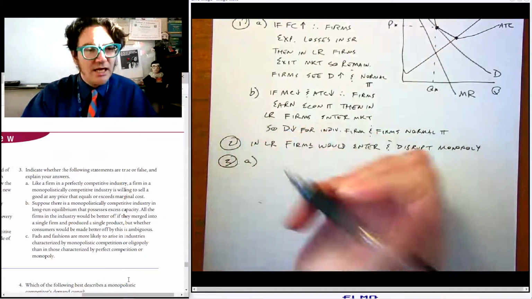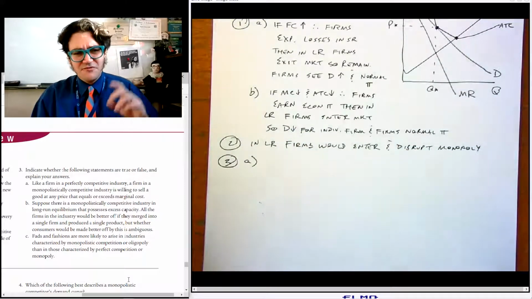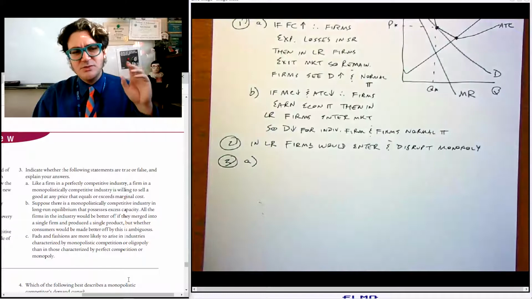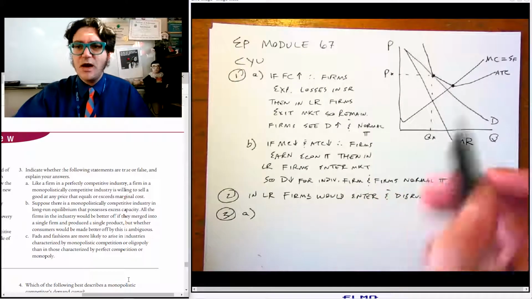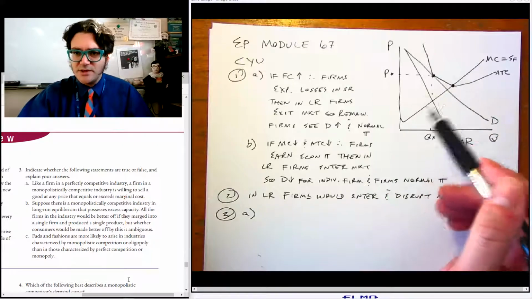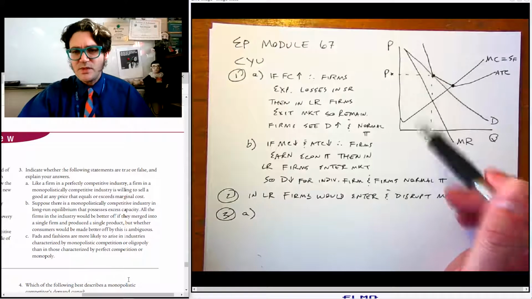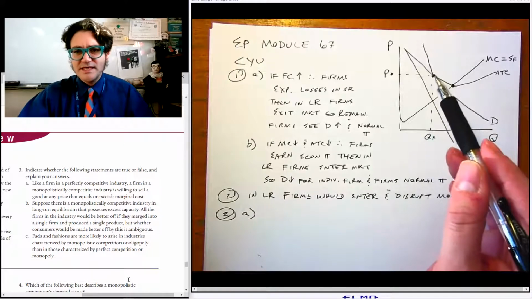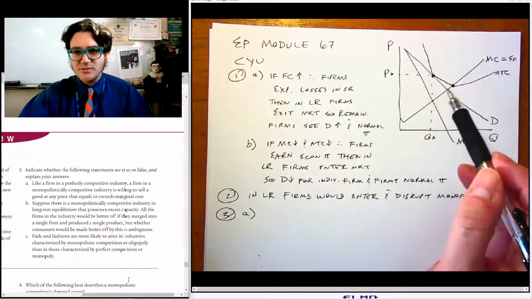Oh, I hate these. A: a firm in a monopolistically competitive industry is willing to sell a good at any price that equals or exceeds marginal cost. So that's false, and we can actually see why. If we look at this one, this is a monopolistically competitive firm in the long run. And we can see that they're selling at a price here at Q star. The price is not equal to the marginal cost, right?